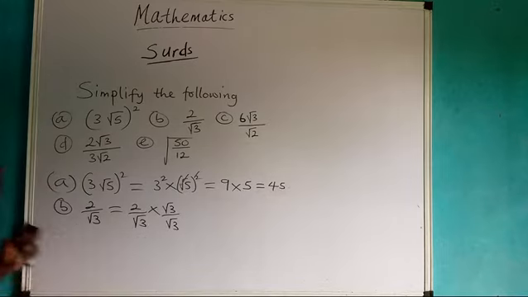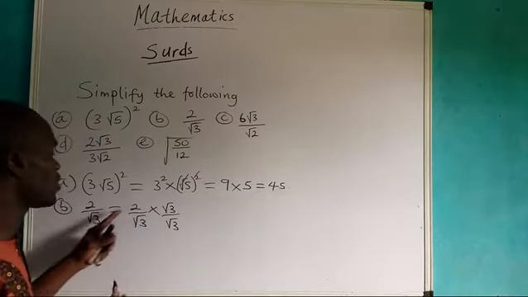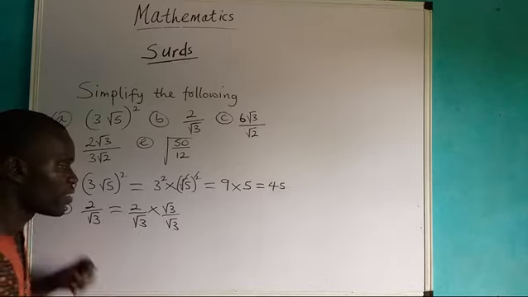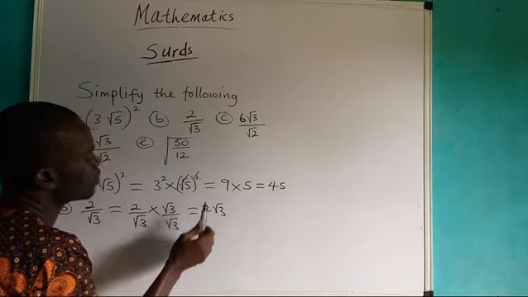Now, if you multiply here, you can see that 2 has no root, but root 3 has a root. Therefore, the 2 cannot multiply root 3 directly. Therefore, it becomes 2 root 3.